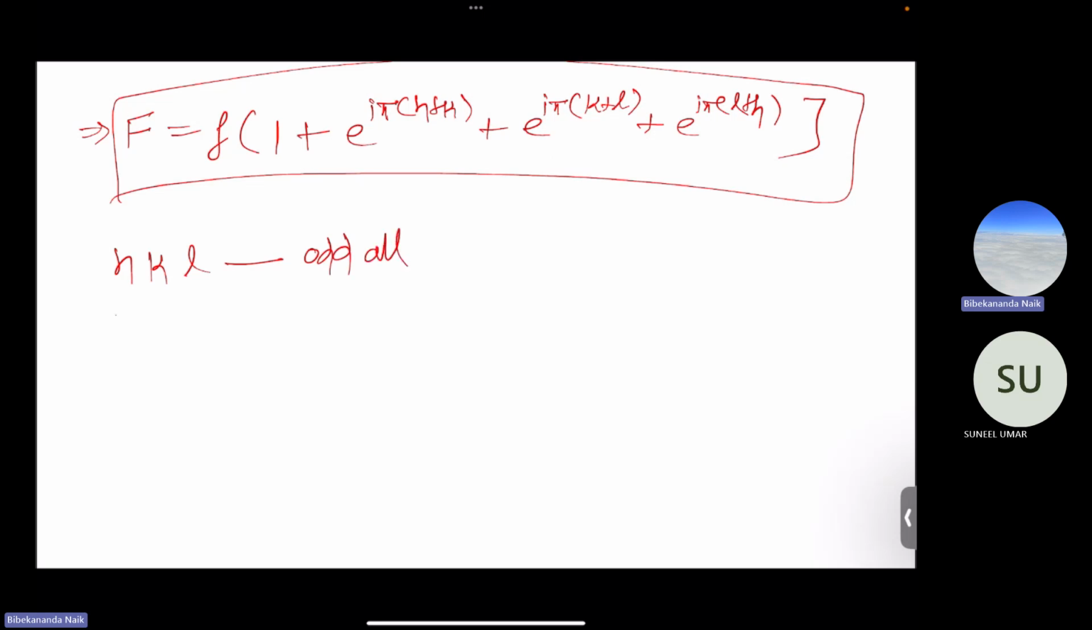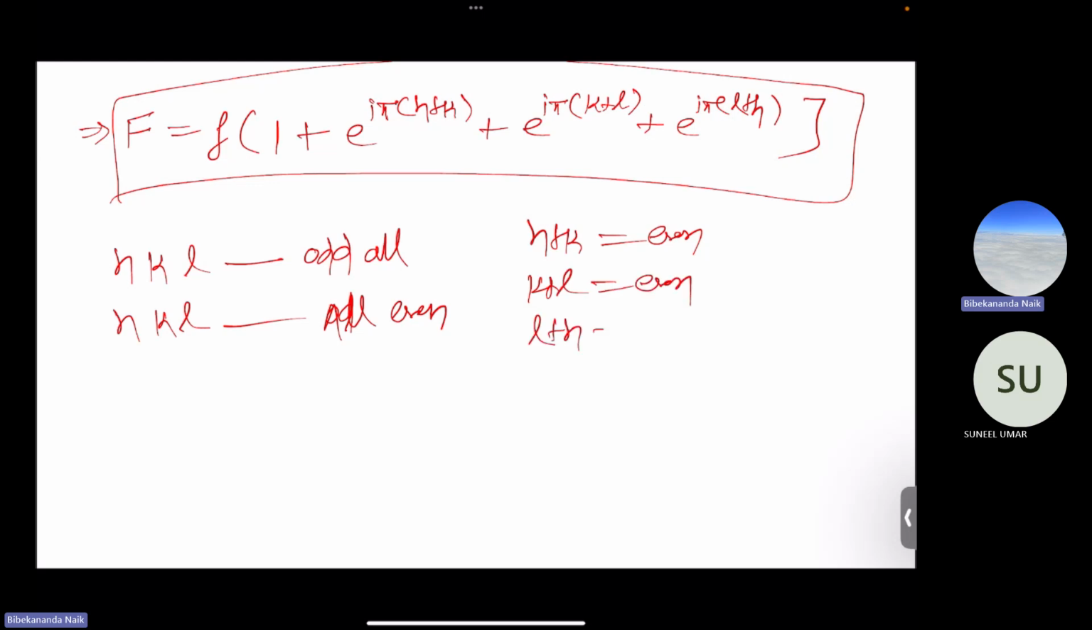If we take h, k, l all odd, or h, k, l all even, then h plus k will be even, k plus l will be even, l plus h will be even. Whether both of them are odd or both of them are even, the sum will give you an even number. So in this case, each exponential will be 1, so F will be 4f. So the intensity will be 16 f square.